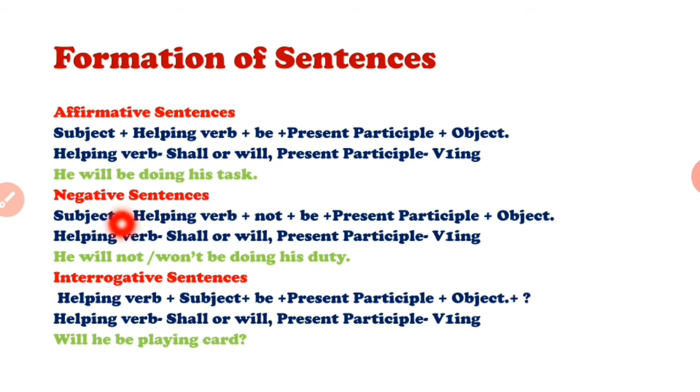Negative sentences: subject, helping verb, not, be, present participle, object. Here I have mentioned once again what are helping verbs here, shall or will. Present participle means first form of verb with ing. Here you can check the example of this. He will not or won't be doing his duty, or we can say he won't be doing his duty.